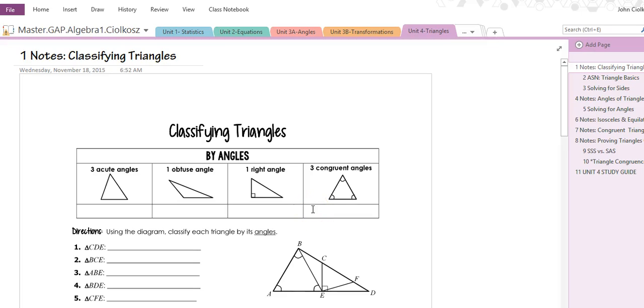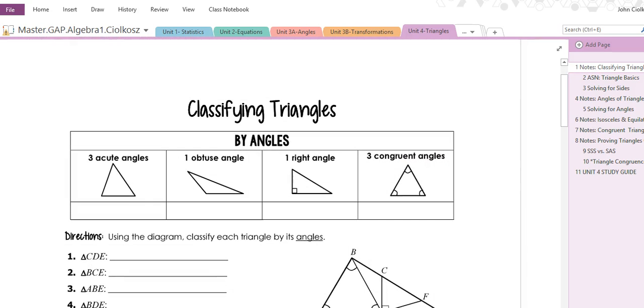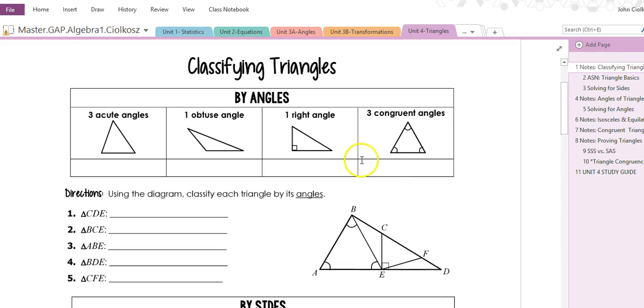Alright, so these are going to be our notes here for Unit 4, working with triangles. The first thing we know about triangles, classifying by angles. We have 3 acute angles, it's an acute triangle.